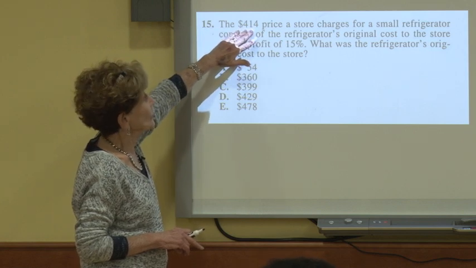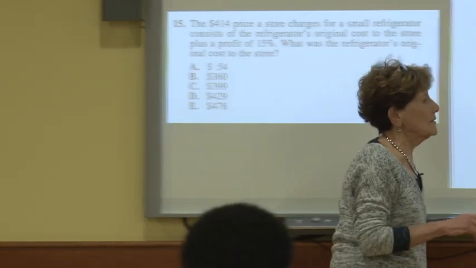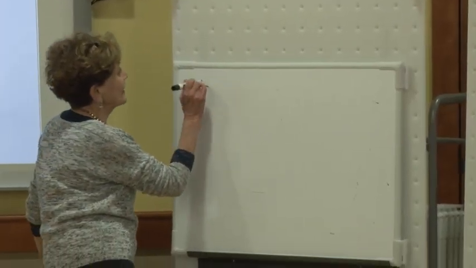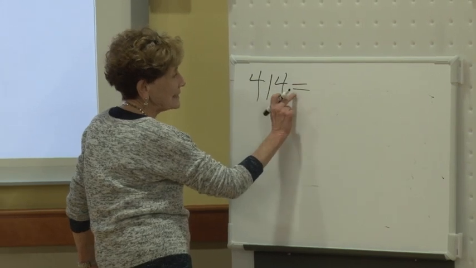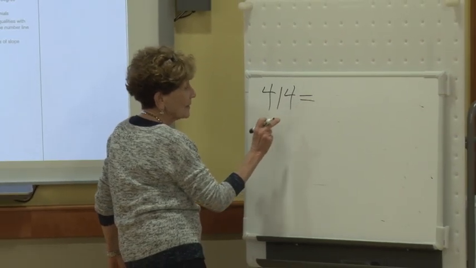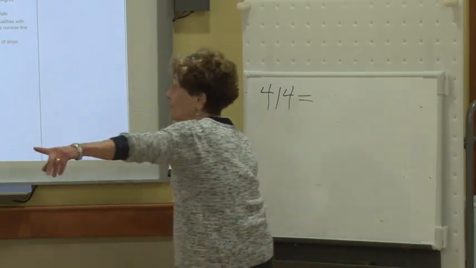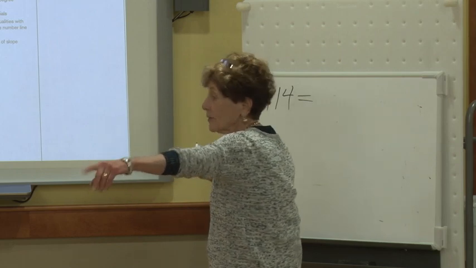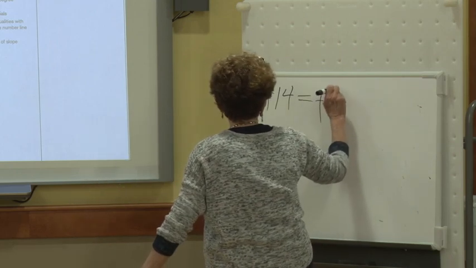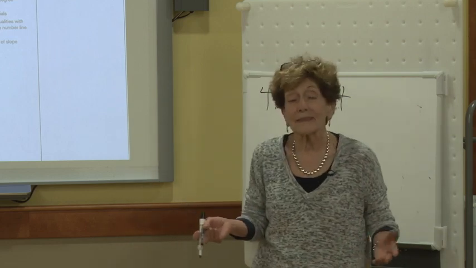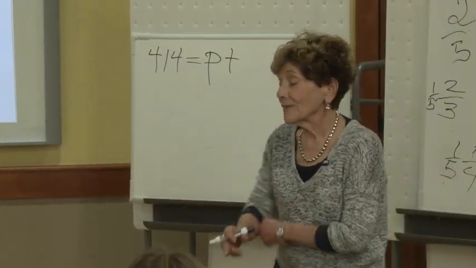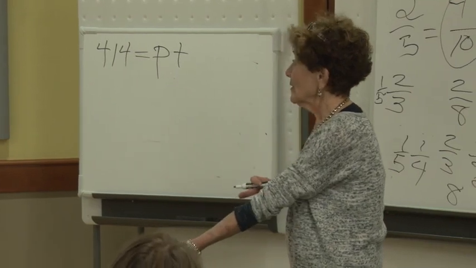How much? 414. And see how you can translate it. 414 consists of the original, and what variable did you want to use? P plus, well, that was easy because plus in English turns into a plus sign symbol in math language.